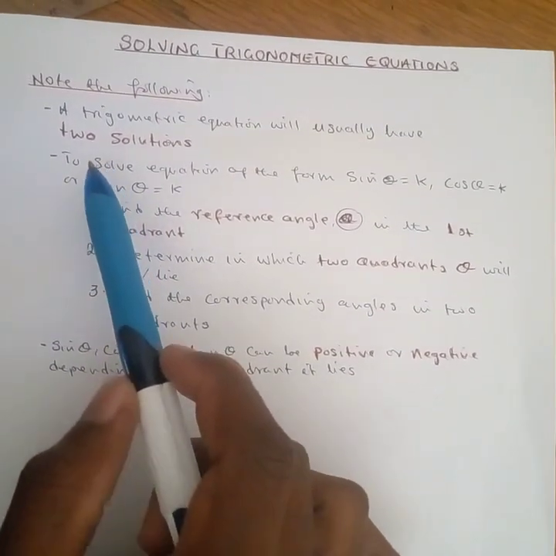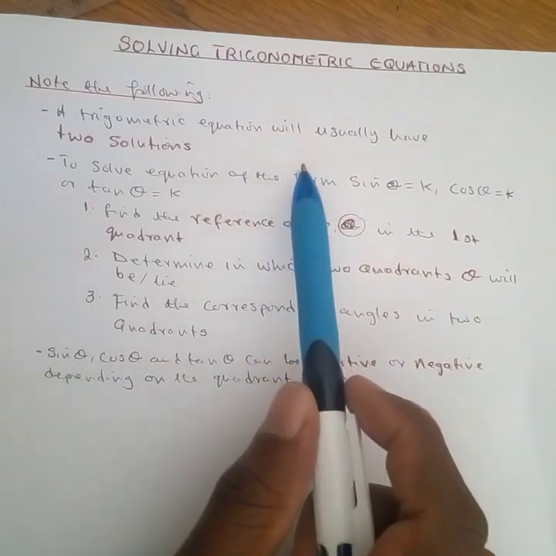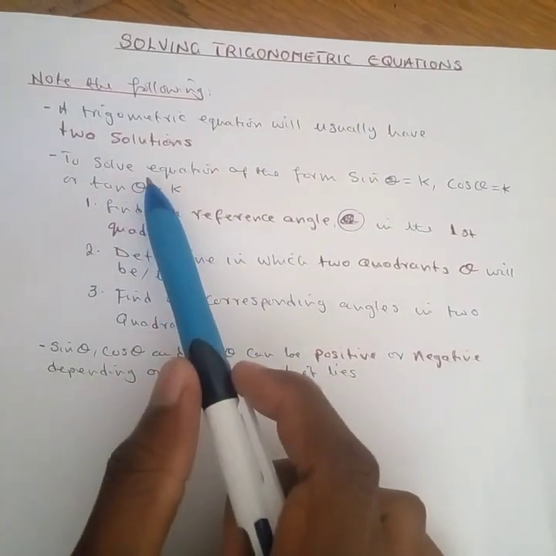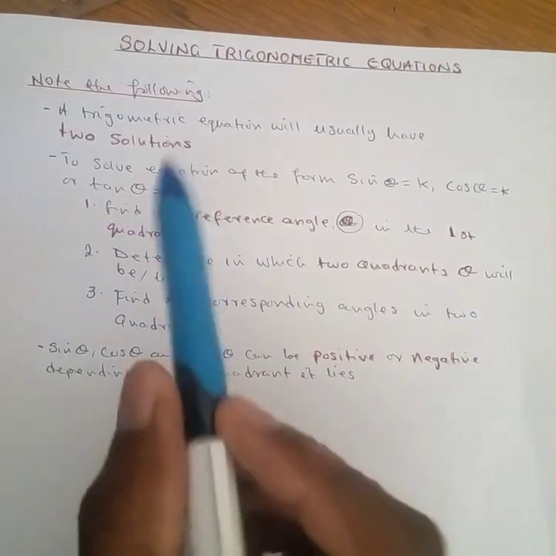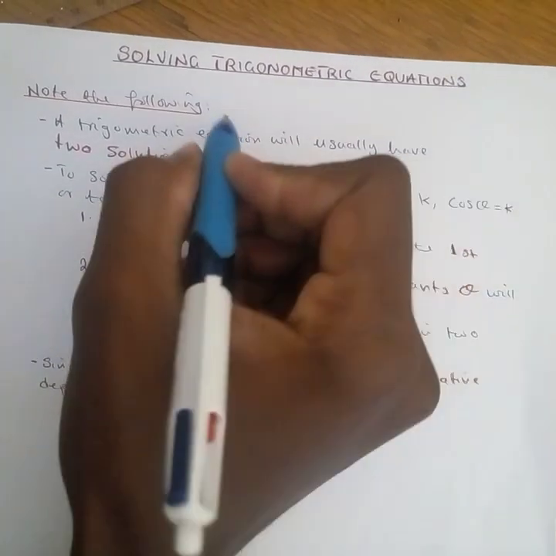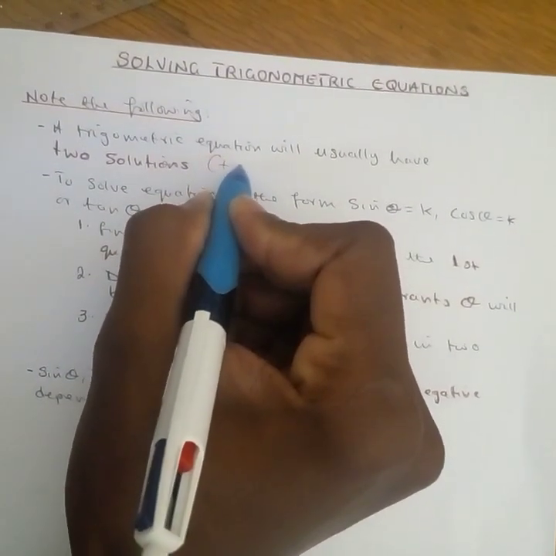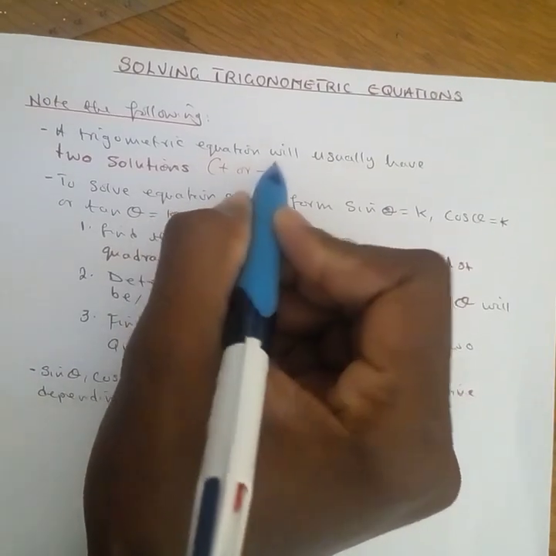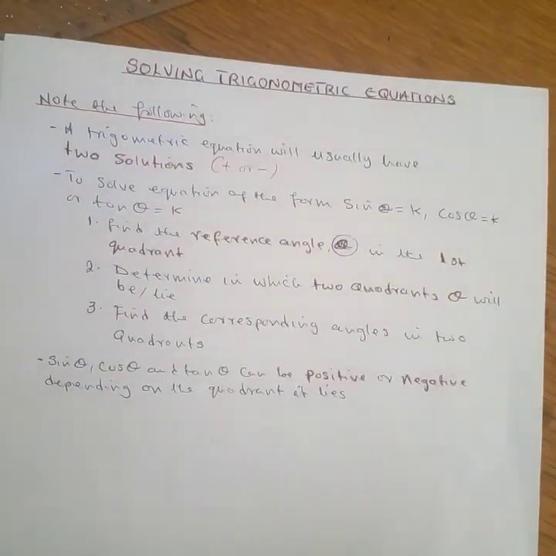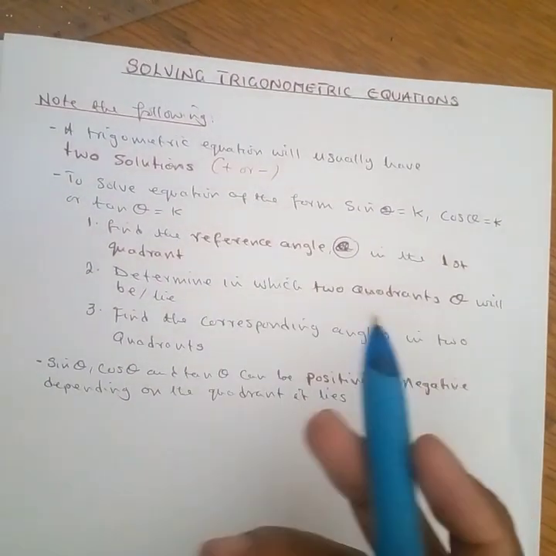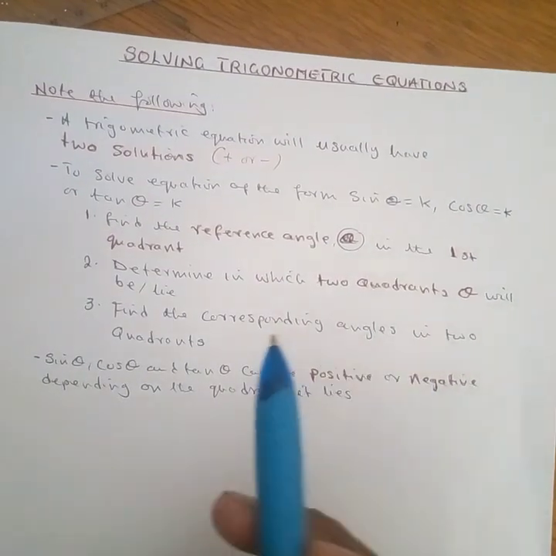What are those things? Number one, a trigonometric equation will usually have two solutions. What do we mean by two solutions? We simply mean it will usually have a positive answer or a negative answer. A trigonometric equation is just the same as a quadratic equation.